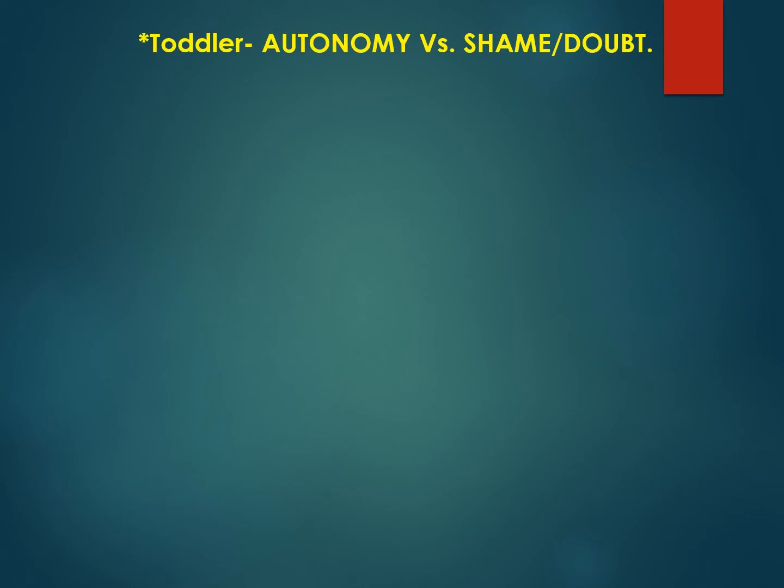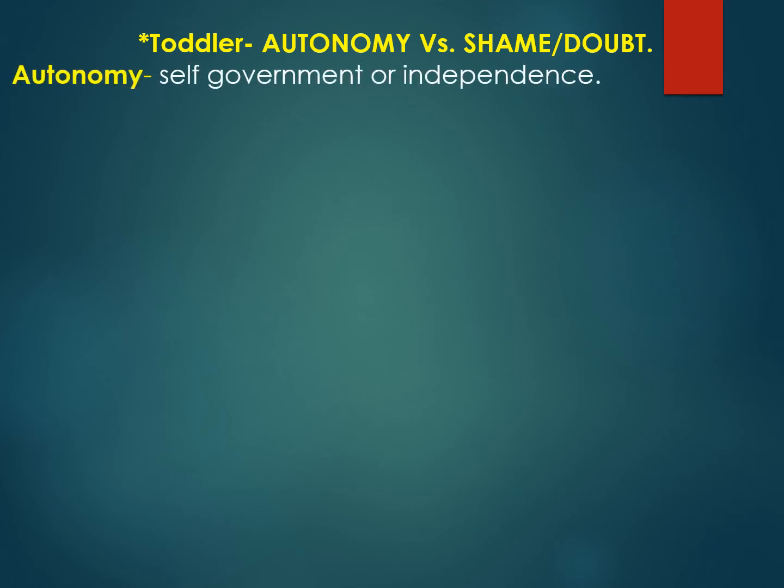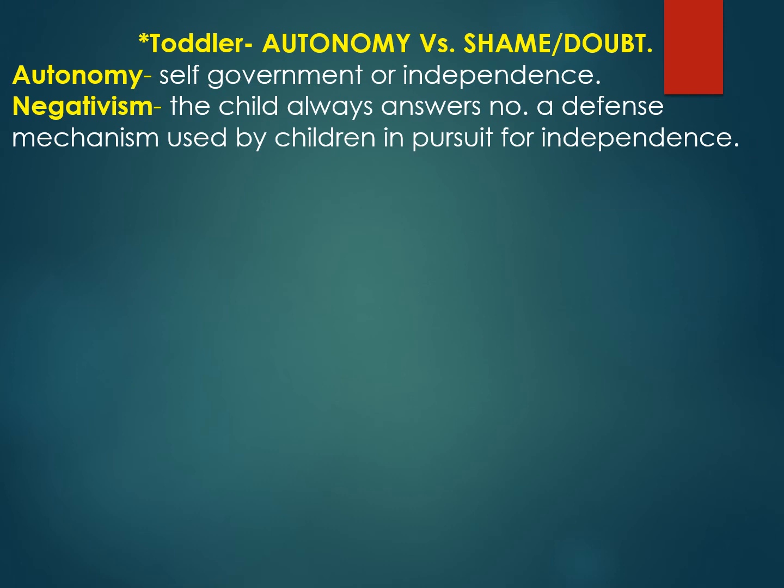During toddlerhood, the toddler is confronted with choosing between autonomy versus shame or doubt. But before we proceed, what do you mean when you say autonomy? When we talk about autonomy, it means self-government or independence or doing things on his or her own. Remember as well that during toddlerhood, there is a very strong sense of negativism or negativistic behavior. The child always answers no.